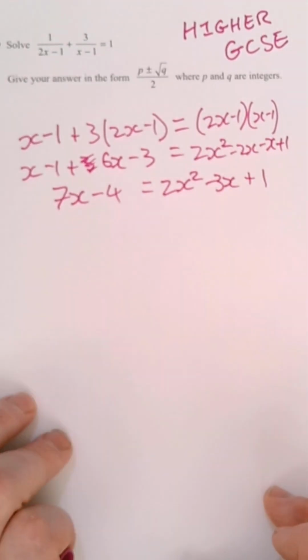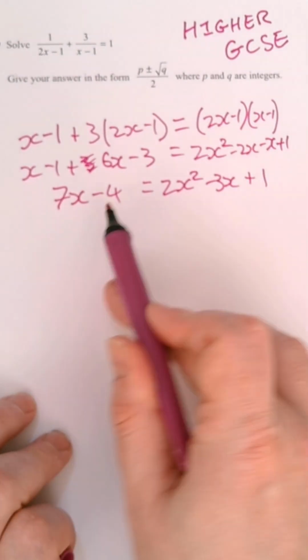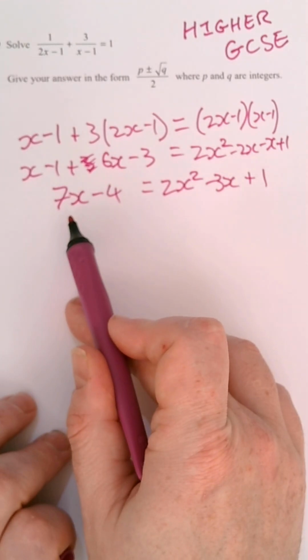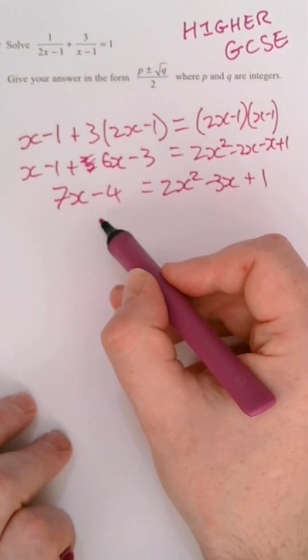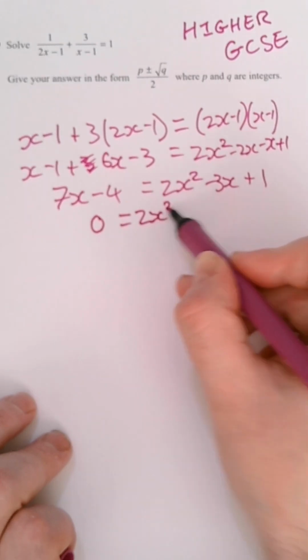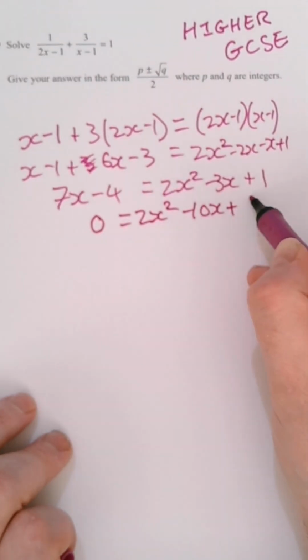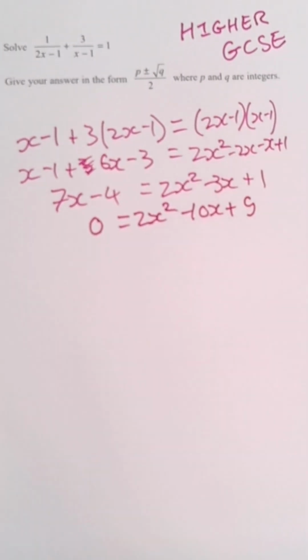Lovely. Next, I'm going to make it equal to 0 and solve this quadratic. So add 4 is 5 and take away 7x will be minus 10x. So I've got 0 is equal to 2x squared minus 10x plus 5. Lovely. Now we've got it down to solving a quadratic equation.